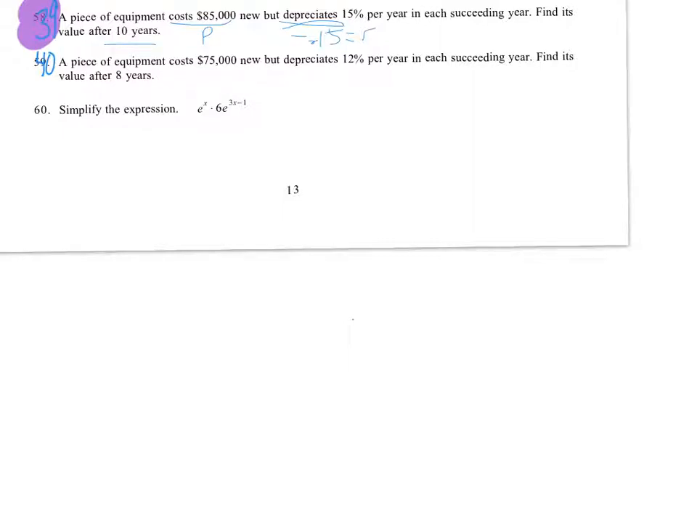So we're looking at, for 58, A is equal to 85,000 times 1 minus 0.15 to the 10. So 85,000 times 0.85 to the 10th power is going to be 16,734. So after 10 years, it's going to be worth about $16,000.